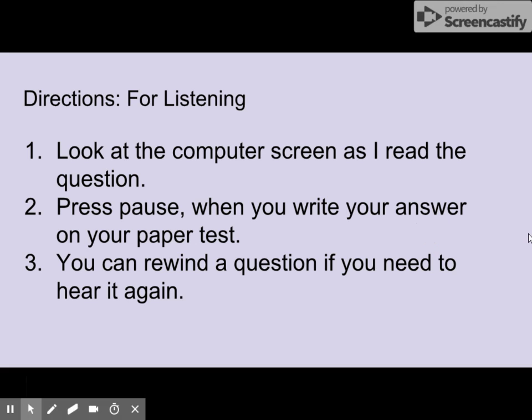Directions for listening. Please look at the computer screen as I read the question. Press pause when you write your answer on your paper test. You can rewind a question if you need to hear it again.